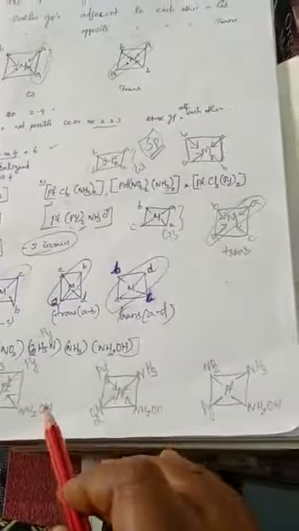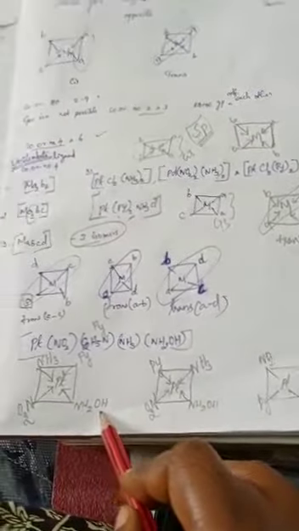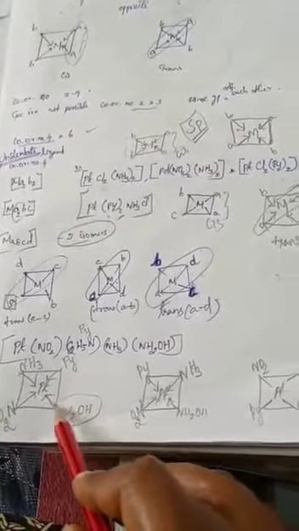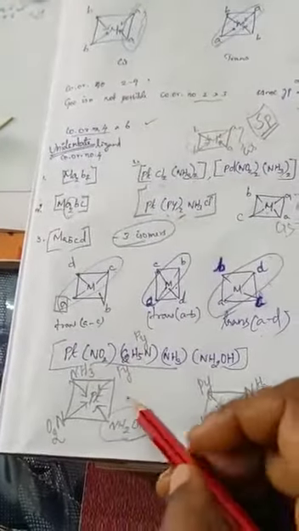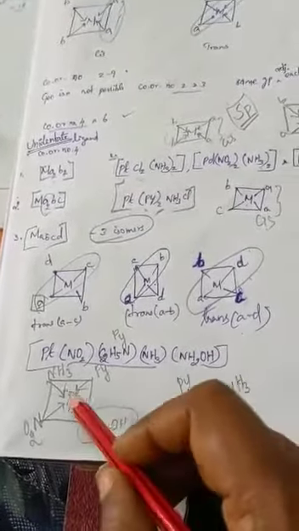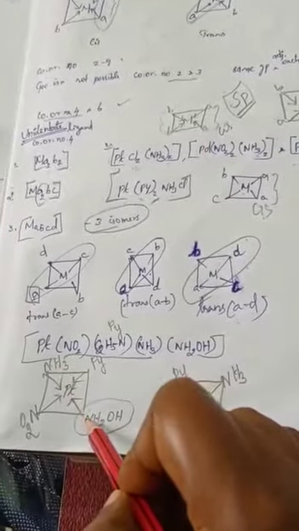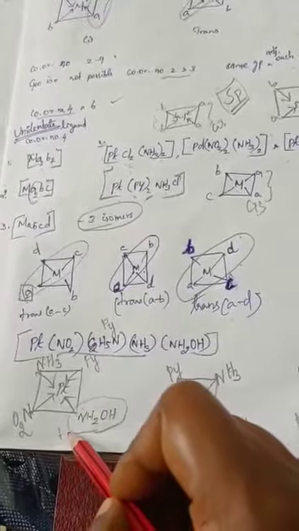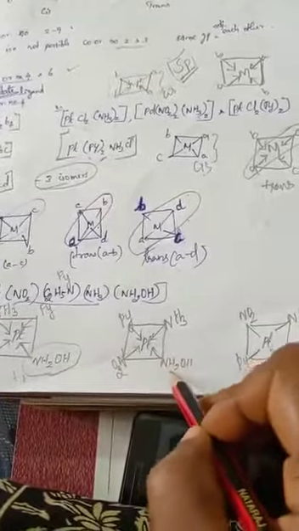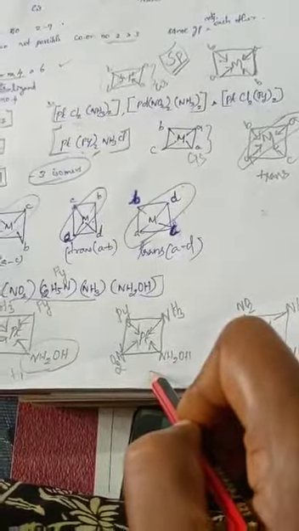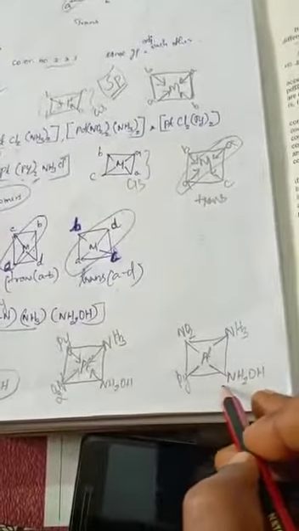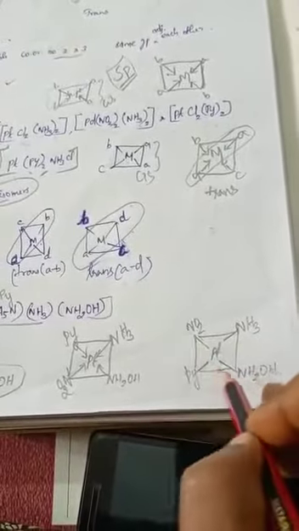Now we are keeping NH2OH as the fixed one. By fixing this, we can place the other three ligands. So here NH3 is diagonal to NH2OH. So we are getting trans NH2OH and NH3. Here with respect to NH2OH, pyridine is diagonal to it. So we are getting another isomer form. Here with respect to NH2OH, NO2 is placed diagonal to it. So we are getting another isomer.